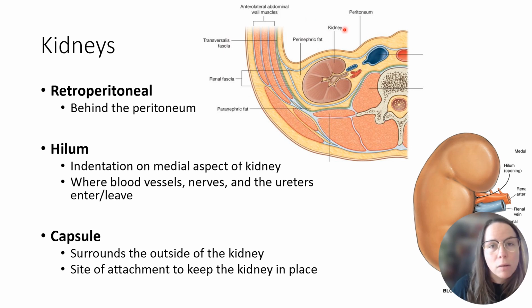So they lie outside of the peritoneum. Where these blood vessels come in and the ureter exits, that indentation is called a hilum. And surrounding your kidney is a layer of connective tissue that we call the capsule. And the capsule is really important because that's where we're going to have things like other pieces of connective tissue to connect it to that retroperitoneal space so they don't fall down, as well as fat to help protect the kidneys. That's all going to connect to this capsule.